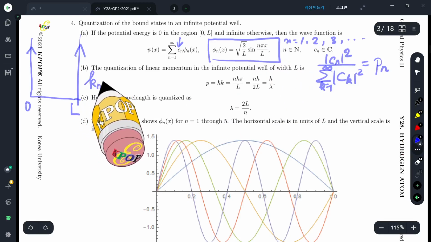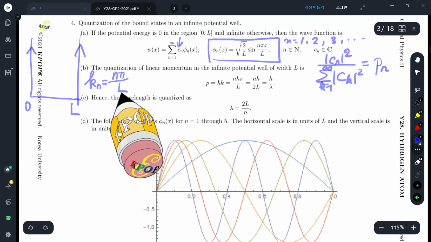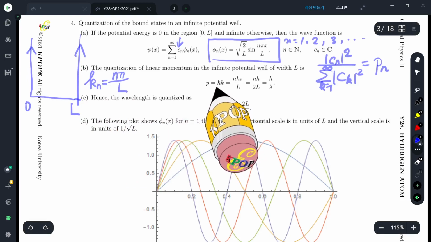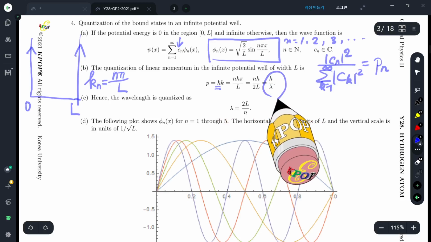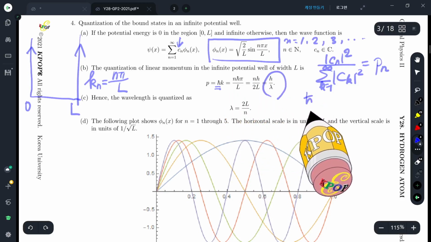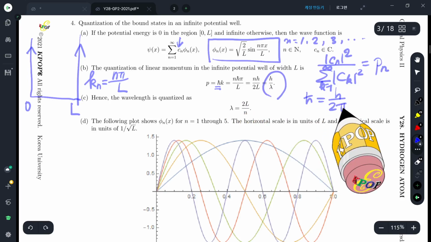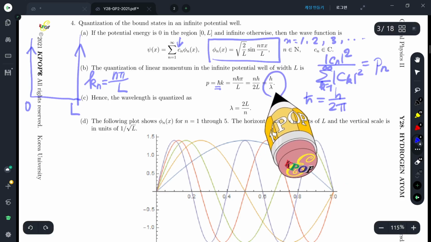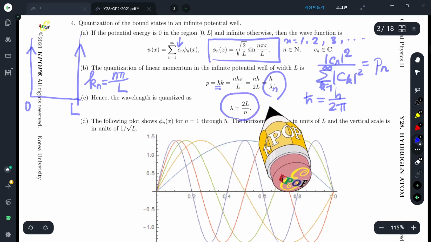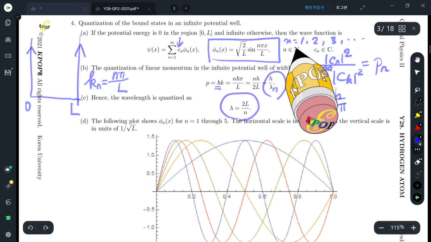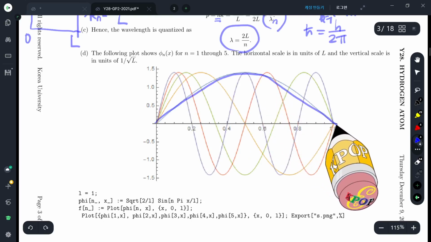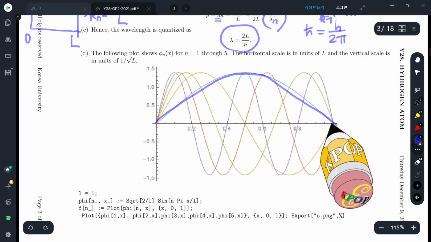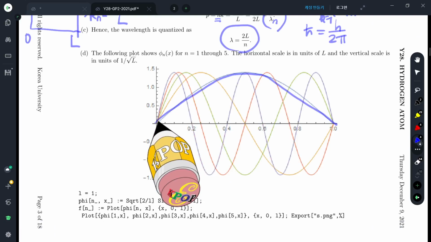Because the wave number k_n equals n pi over L, the momentum of that state can be obtained by multiplying by the reduced Planck constant. The value is h over lambda, and we can substitute h bar equals h over 2 pi. So we can read off the wavelength of the quantized state n: the wavelength is 2L over n, where n runs from 1 to infinity. We can find the ground state has the longest wavelength. This is a half of the wavelength; the actual wavelength is double this. 2L is the wavelength when n equals 1.